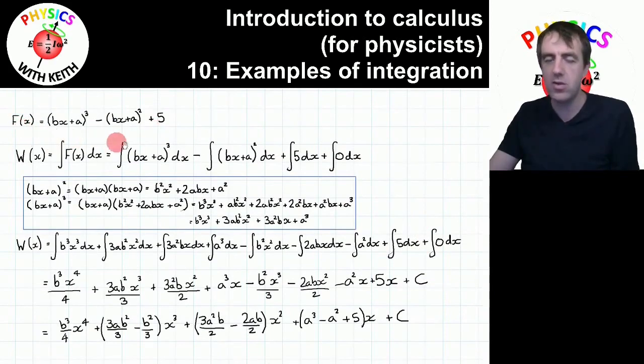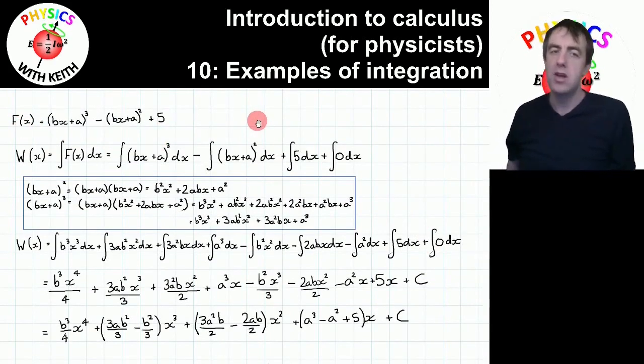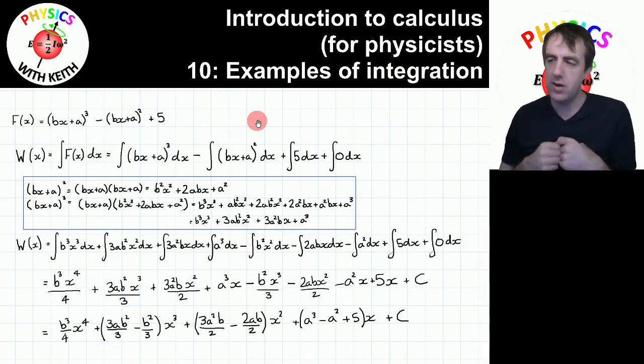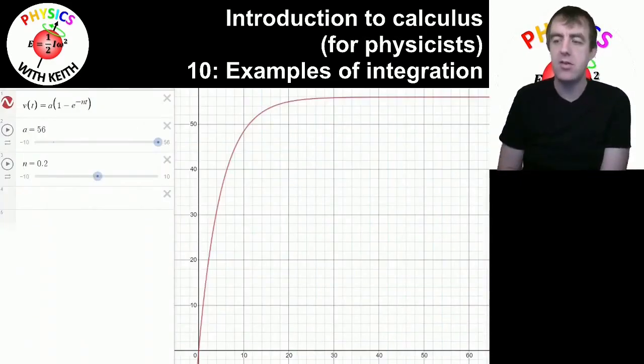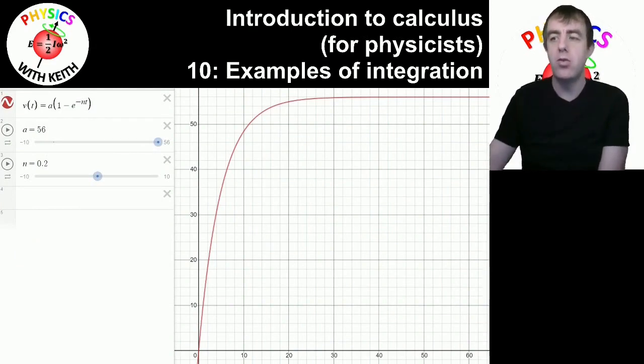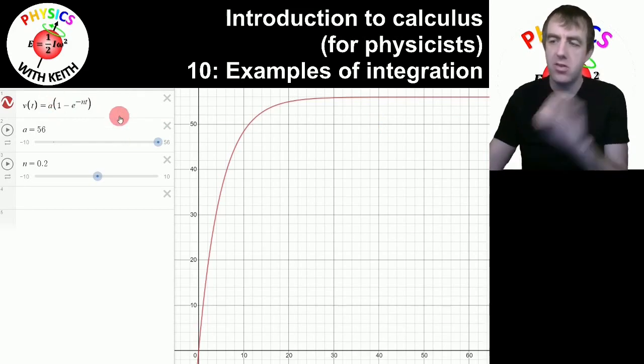This function here wasn't an easy function to work with. It would be easier if we could find some exponential function or something that's quite straightforward to integrate. Okay, let's look at the case of a skydiver. So here I've modelled the motion of a skydiver using this equation here. Remember, it's just a model.